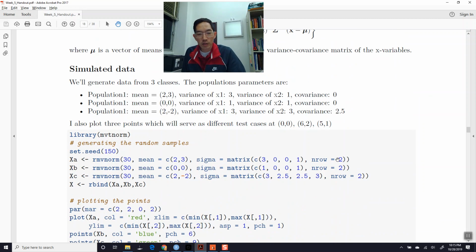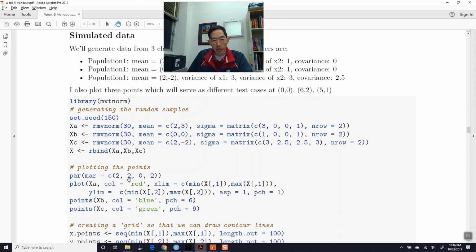To generate this data, I'm going to use a library for R called MVT_norm for multivariate normal. I can say, give me some random multivariate normal values. I want 30 of them where the mean is 2, 3, and I give it a sigma matrix, which specifies the variance down the diagonal and the covariances in the off-diagonals. So I say XA, XB, and XC, three different classes, 30 of each, and we're going to bind these together into a matrix X.